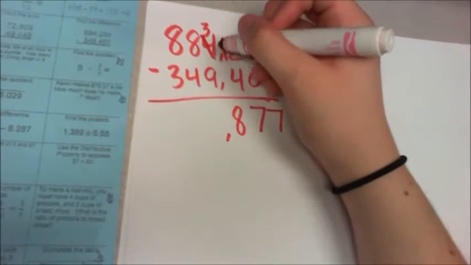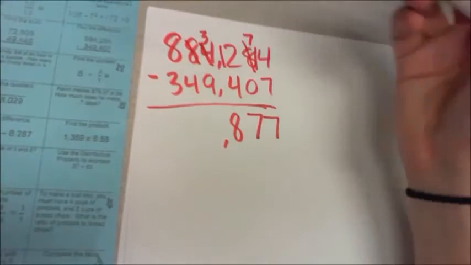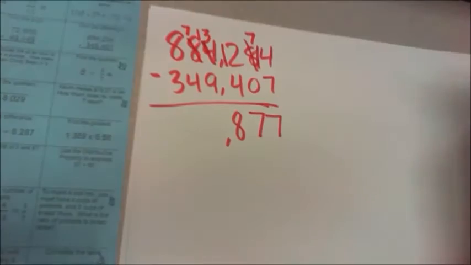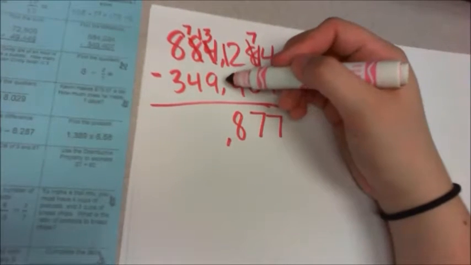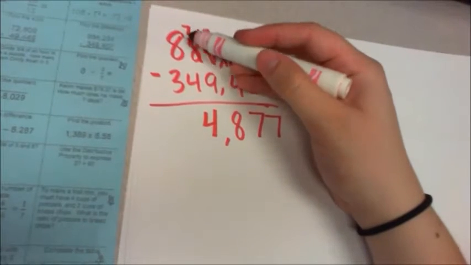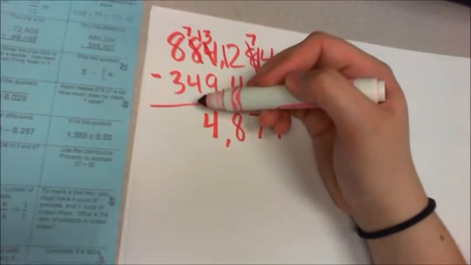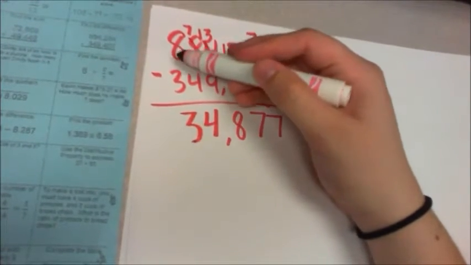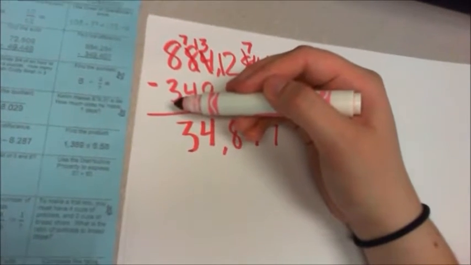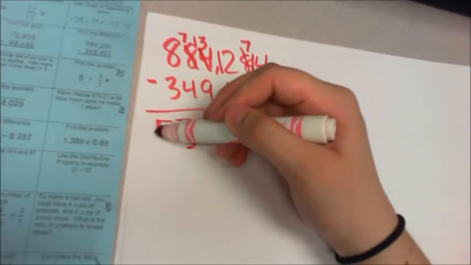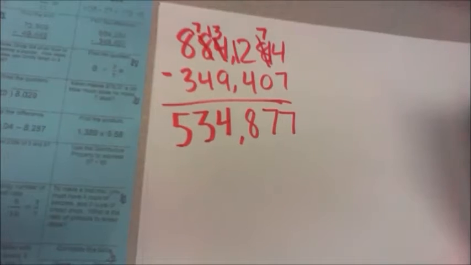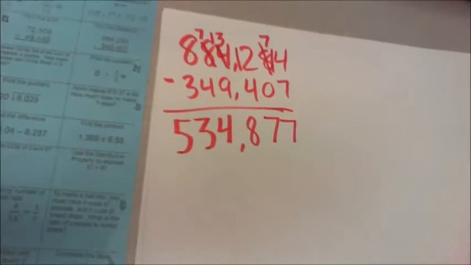I can't take 3 away from 9, so I must borrow from the 8. 8 becomes a 7, 3 becomes a 13. 13 minus 9 is 4. 7 minus 4 is 3. 8 minus 3 is 5. So we get 534,877 for the second one on Tuesday.